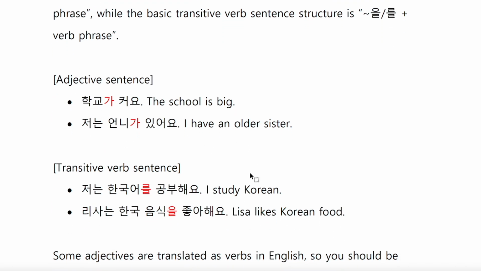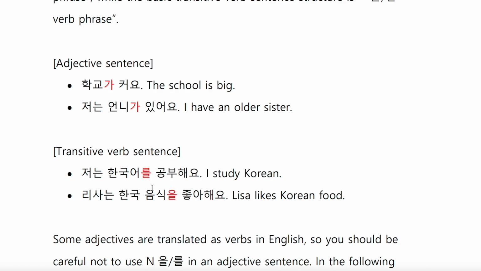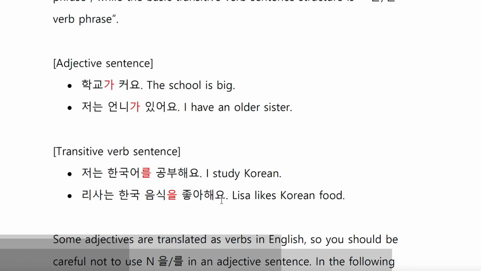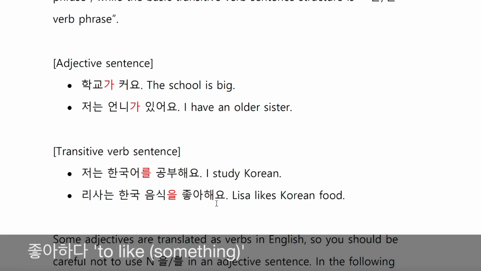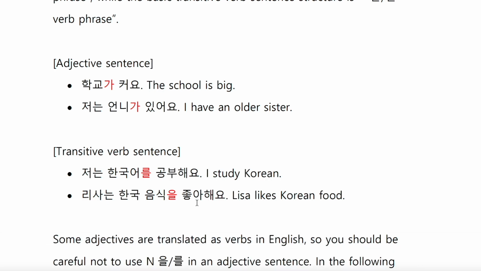그래요. 그런데 이제 the verbs that require an object. 그러면 transitive verb. So we need an object that is marked with either 을 or 를. 저는 한국어를 공부해요. So I study the Korean language. 리사는 한국 음식을 좋아해요. 좋아하다 is a verb that means like. 그래서 like what? 한국 음식, Korean food. 좋아해요.